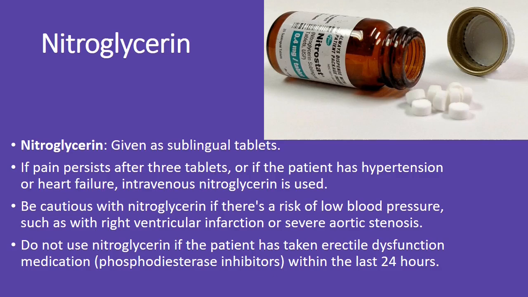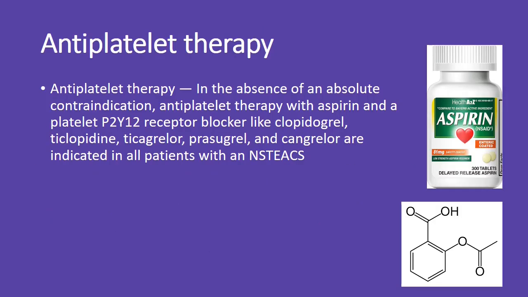If the patient has taken that kind of drug, such as phosphodiesterase inhibitors, better to avoid nitroglycerin as it can cause profound hypotension. When it comes to antiplatelet therapy, if there's no absolute contraindication, dual antiplatelet therapy is indicated in all patients with non-ST elevation acute coronary syndrome. It should include aspirin and platelet P2Y12 receptor blockers like clopidogrel.